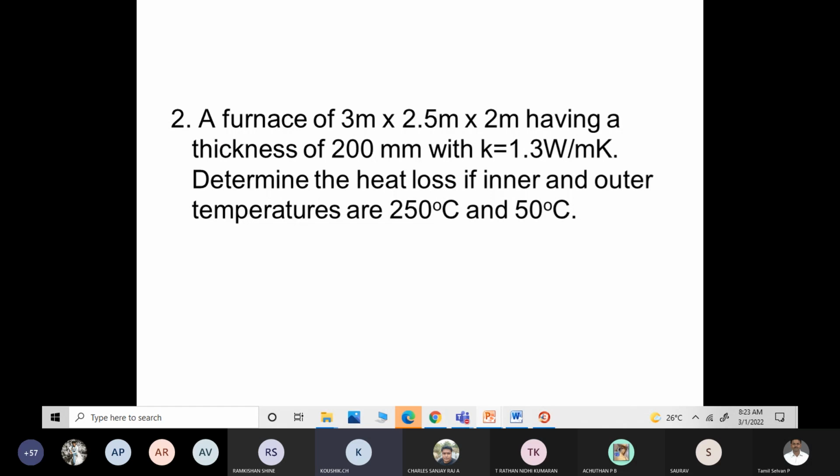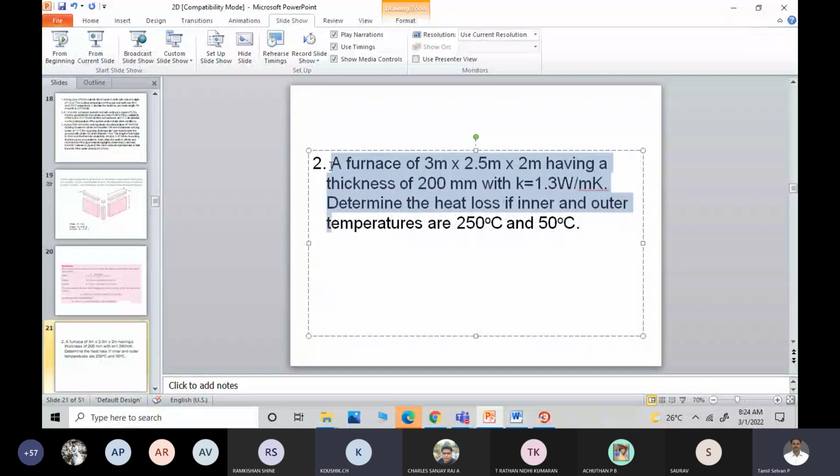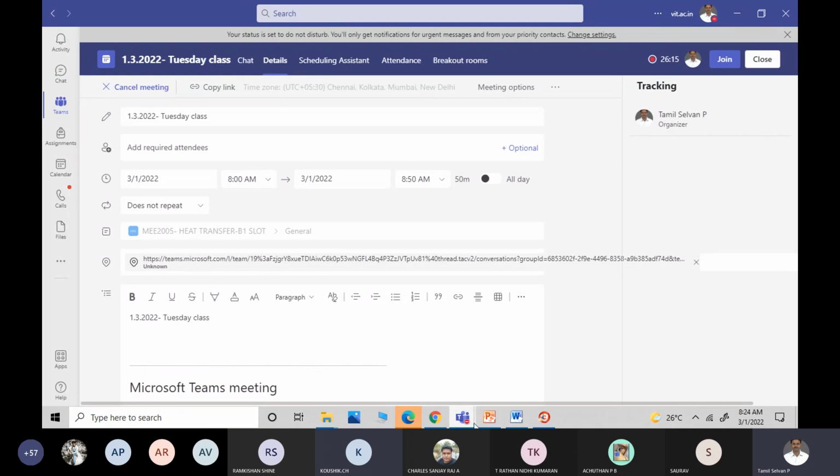Okay. The same type: you have a furnace of 3 meter, 2.5 meter, 2 meter having thickness 200 mm with thermal conductivity 1.3, and the temperatures were 250 degrees and 50 degrees. So the same type of problem, you try to solve this. Because solving the same type again will take so much time.